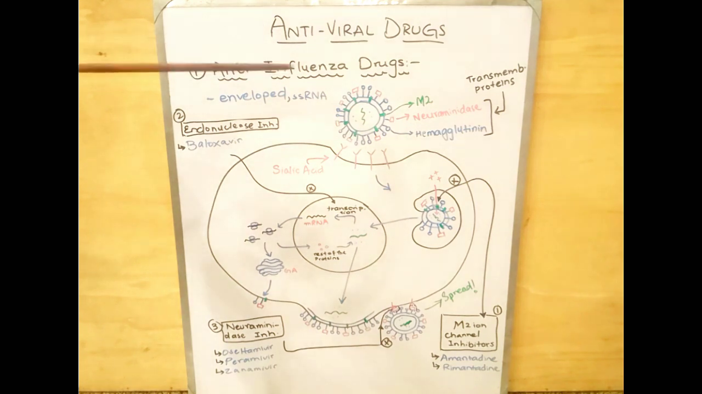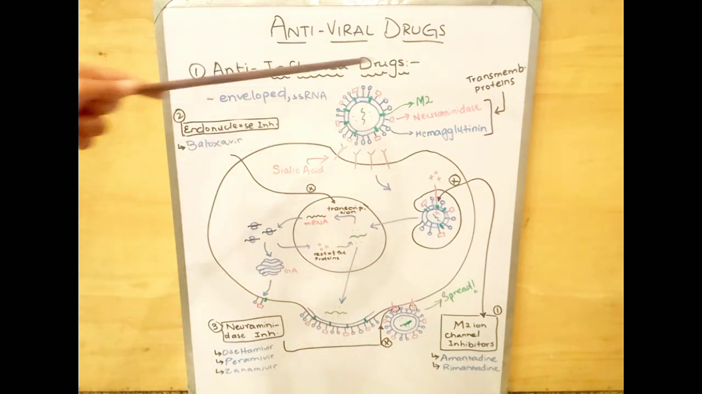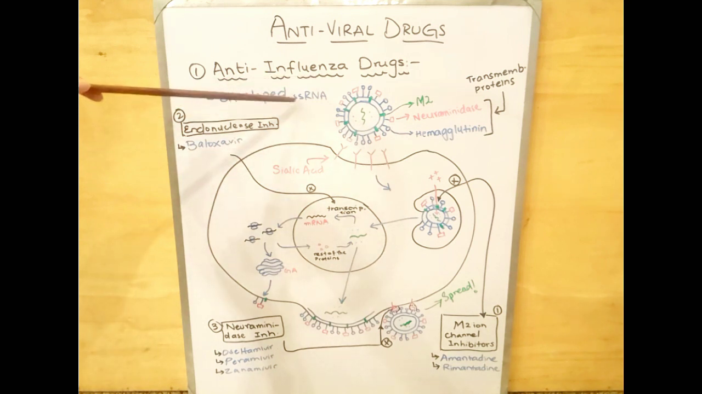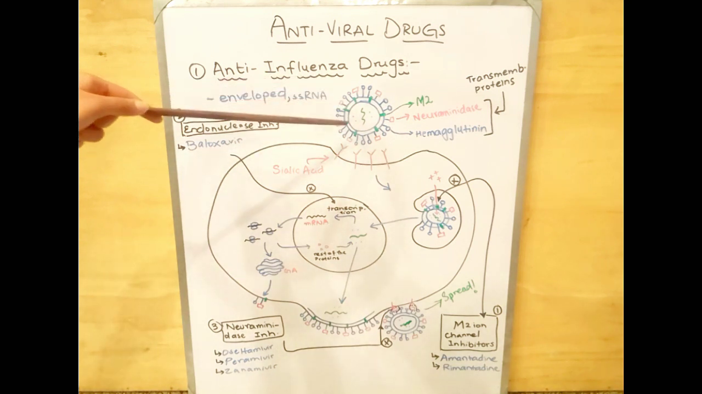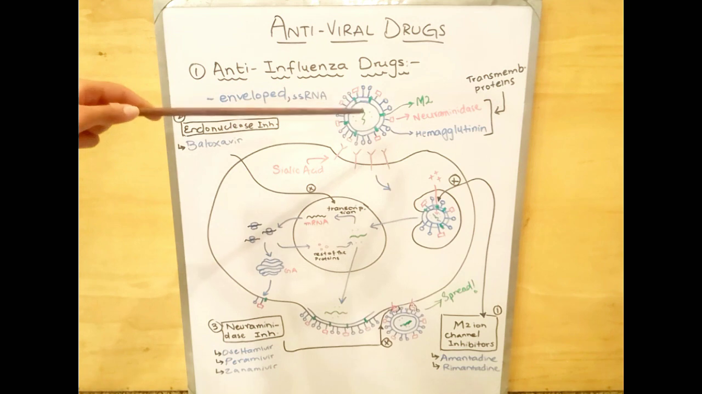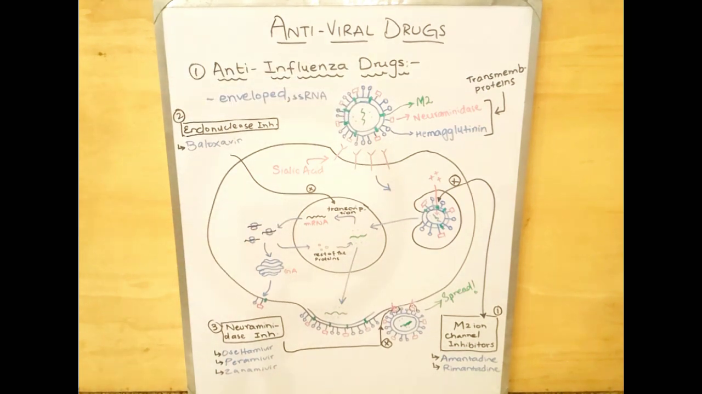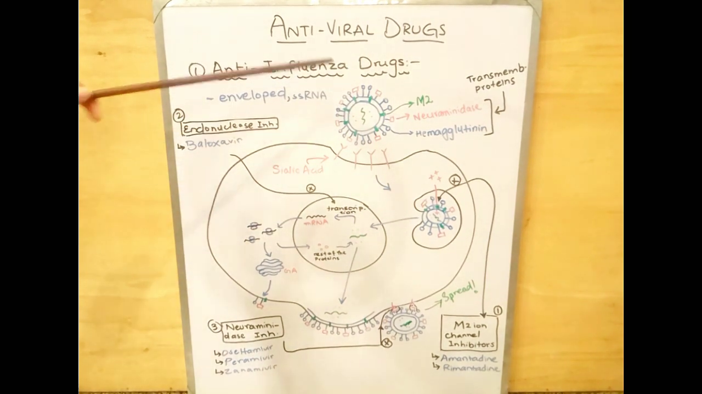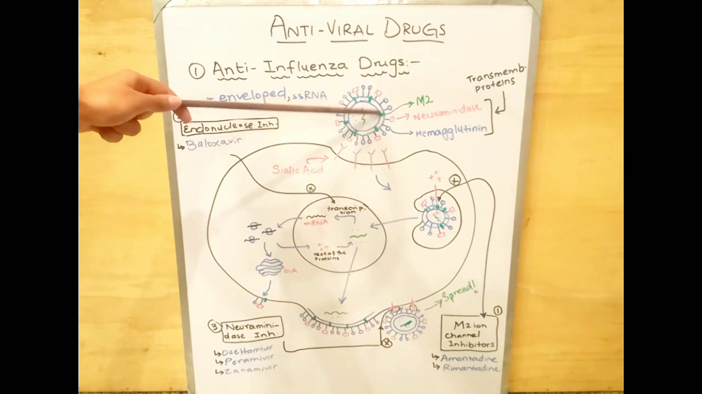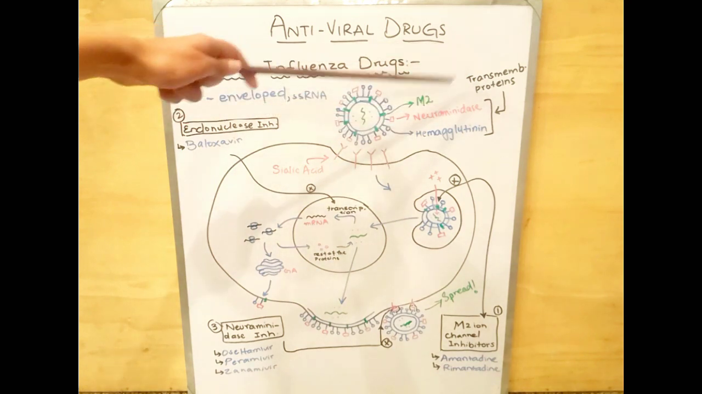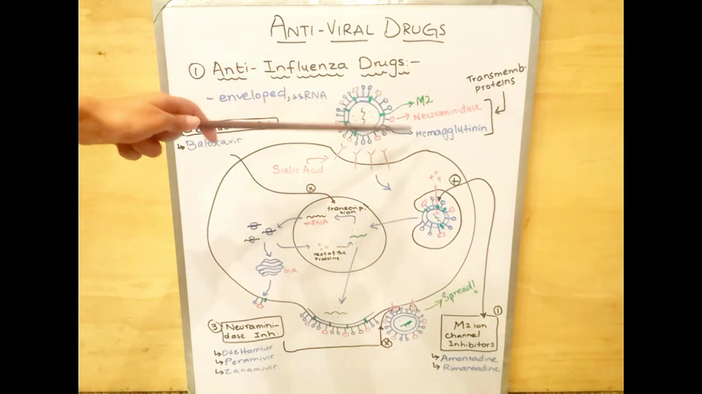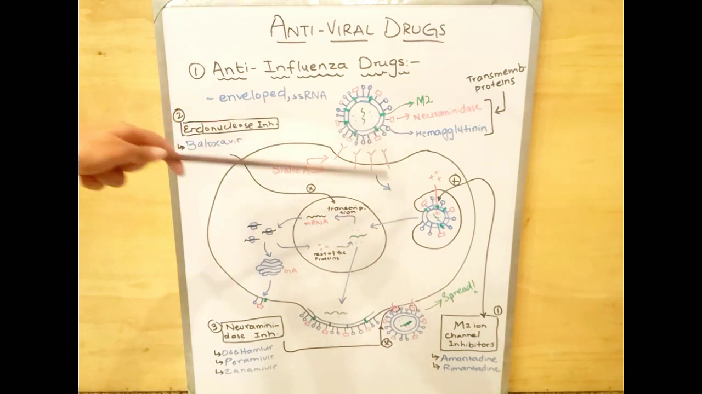Here, the influenza virus is basically an enveloped virus. It means that it has an envelope around it, and then it has a single-stranded RNA inside it. Now, this influenza virus has basically three types of proteins. These are very important for you to remember. First, it has the M2 ion channel. Then it also has two transmembrane proteins. The one is the neuraminidase and the other one is the hemagglutinin.